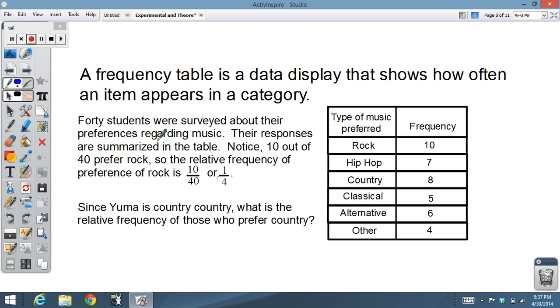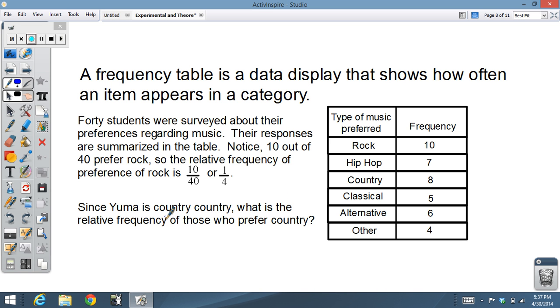Coming right up. All right, so a frequency table is a data display that shows how often a certain item appears in a category. So for example, we checked with 40 students to see what kind of music they liked. 10 of them said rock, 7 hip-hop, 8 country, etc., etc. All right, so out of the total of 40, if we ask, for example, how many prefer rock, or what's the relative frequency of those who prefer rock, what we see is we got 10 who like rock out of 40 total, for a 10 out of 40 probability, or 1/4, or 25% of the students who like rock.